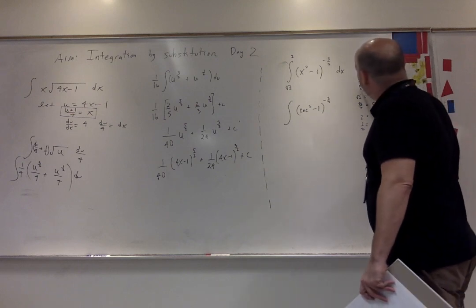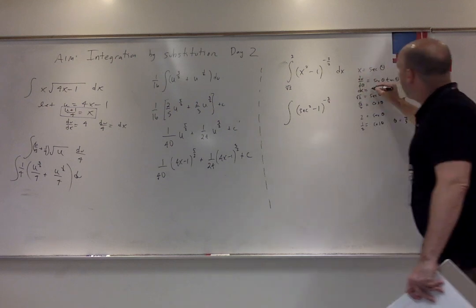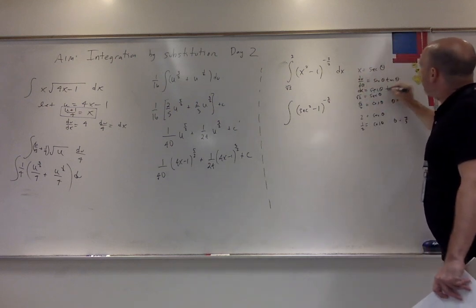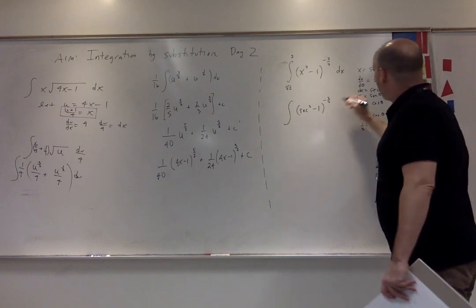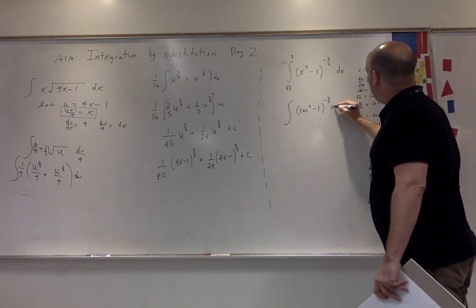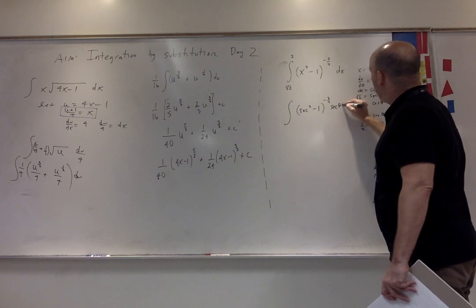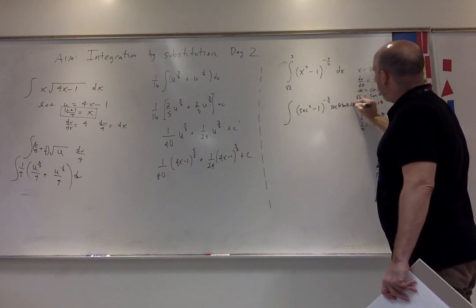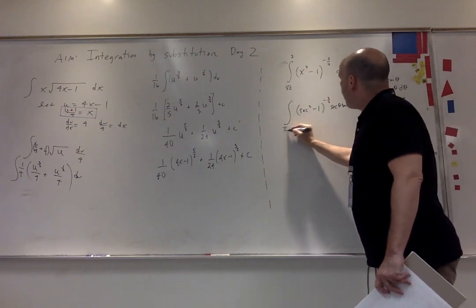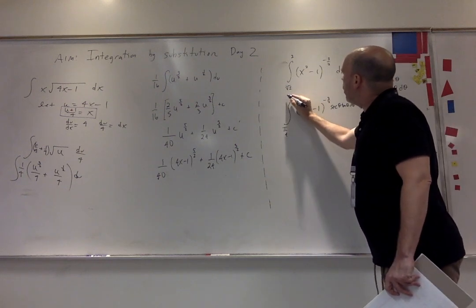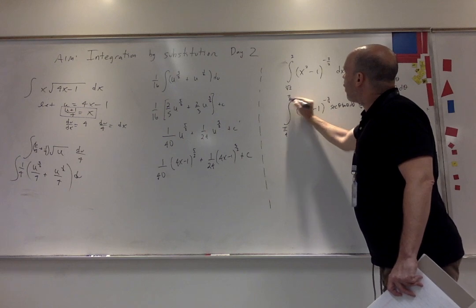We say dx is equal to secant theta tangent theta d theta. Let's put that here: secant theta, tangent theta, d theta. And then let's replace our two limits: pi over 4, pi over 3.